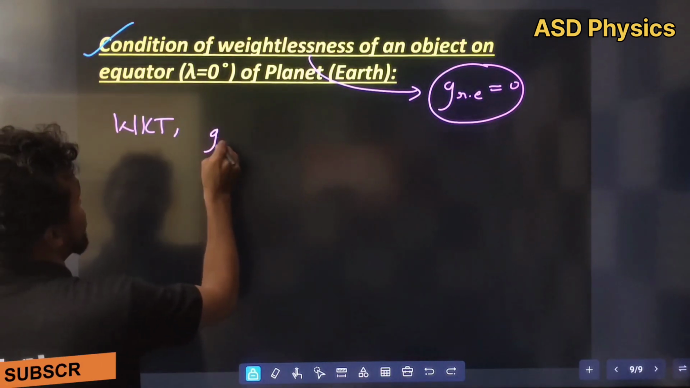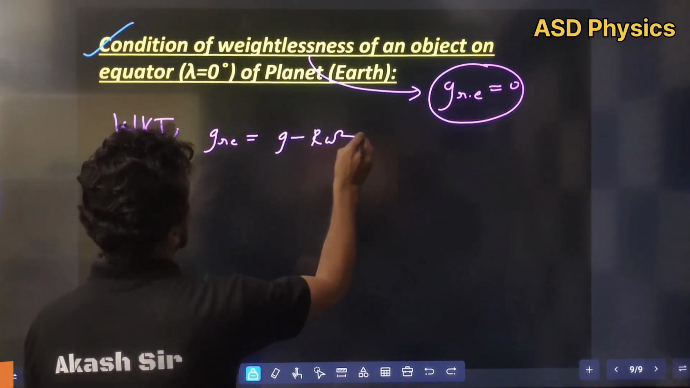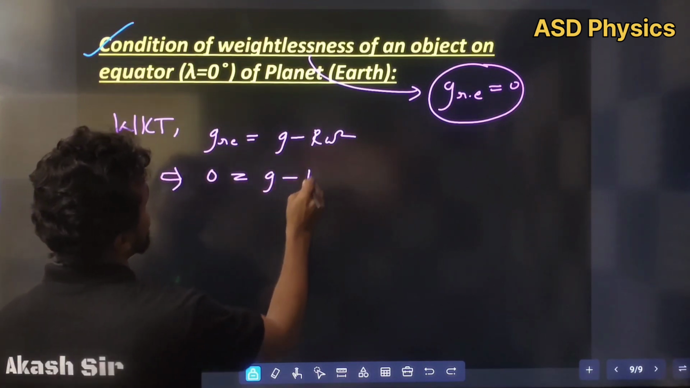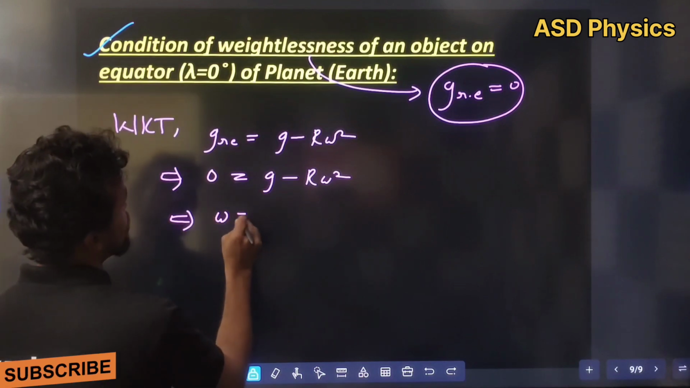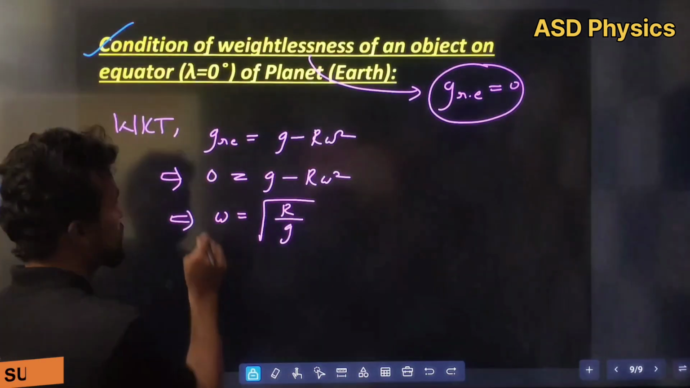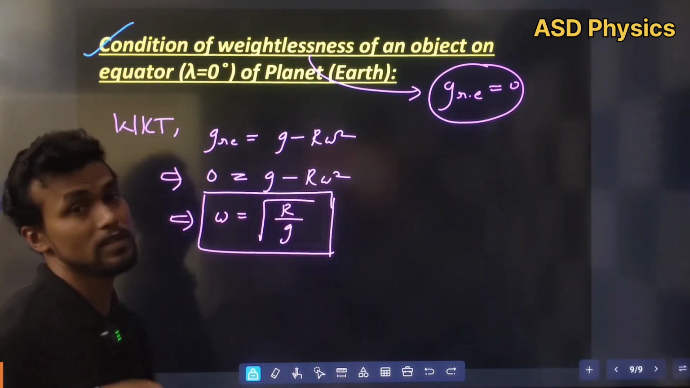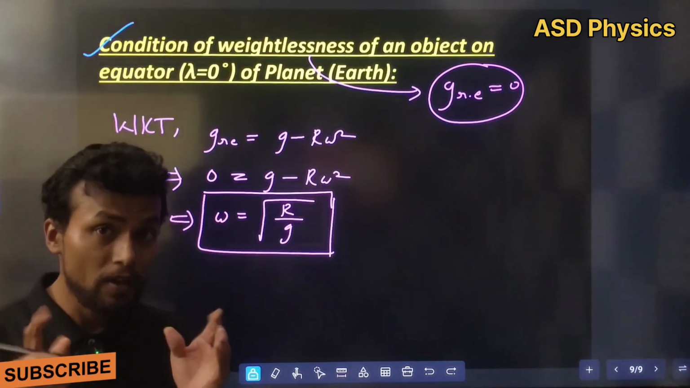So see here, we know that g_RE is given by g minus R omega square. Let's make the gravity value 0. So 0 equals g minus R omega square. Let's simplify this. So omega will come root g by R. So if the planet is rotating with this much speed, then all the objects on the equator will become weightless.